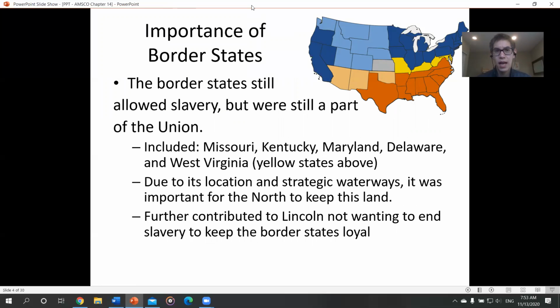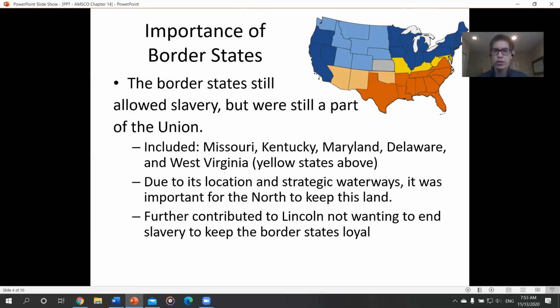Now, we're going to spend a lot of time digging into the North versus the South. You can see the Union, they're the dark blue. Territories are the light blue. The Confederacy, or the South, is the orange, and then the border states are the yellow. That's Missouri, Kentucky, Maryland, Delaware, and West Virginia. The border states were still a part of the Union. They're still part of the North, but they allowed slavery.